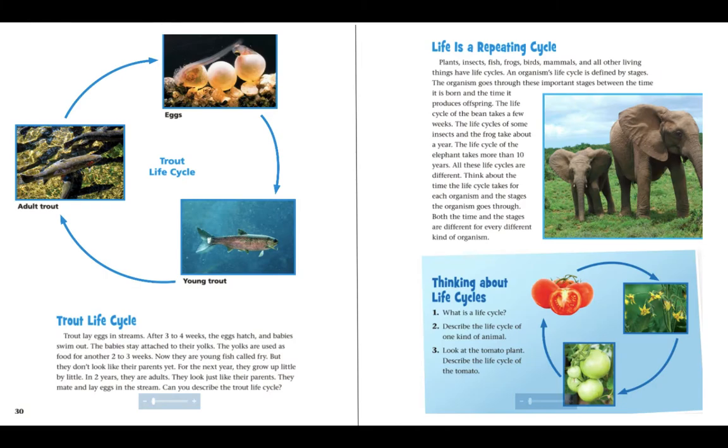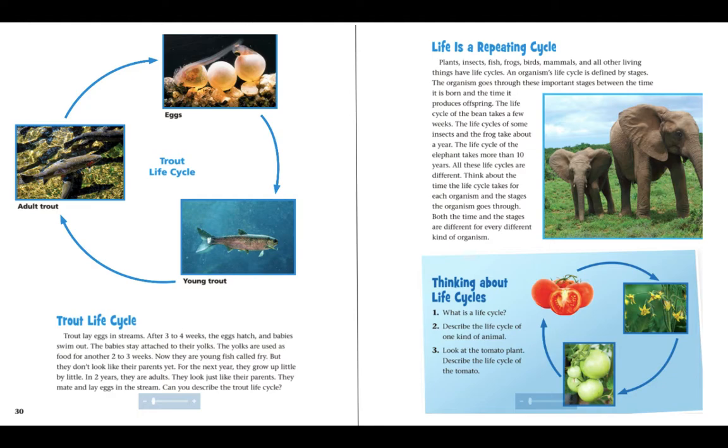Here's another type, the trout life cycle. Trout lay eggs in streams. After 3 to 4 weeks, the eggs hatch and babies swim out. The babies stay attached to their yolks. The yolks are used as food for another 2 to 3 weeks. Now they are young fish called fry, but they don't look like their parents yet. For the next year, they grow up little by little.